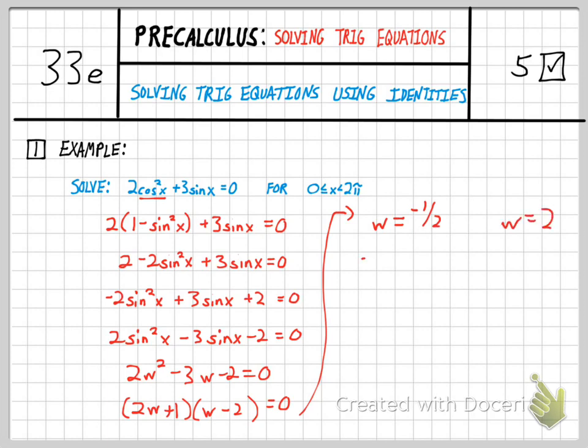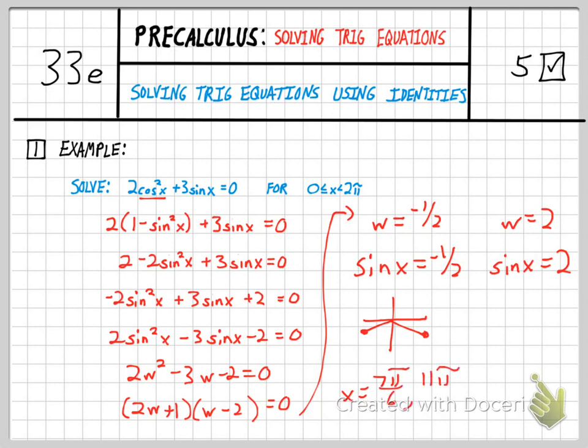I need to remember that w really stands for something, so in this case it's the sine function. And now I'm once again back to simple trig equations. So we started with these. You should be able to solve these pretty simply at this point. Sine of x equals -1/2 is these two angles. That's going to be 7 pi over 6 and 11 pi over 6.